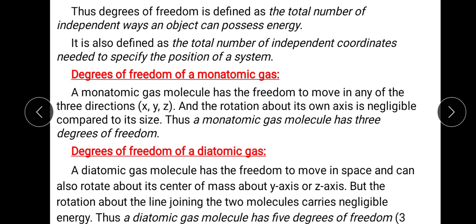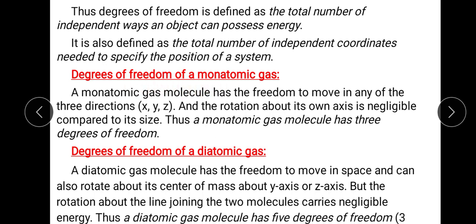So, if we define degrees of freedom, it is nothing but the total number of independent ways an object can possess energy. Or we also define degrees of freedom as the total number of independent coordinates needed to specify the position of a system. So this is called degrees of freedom.